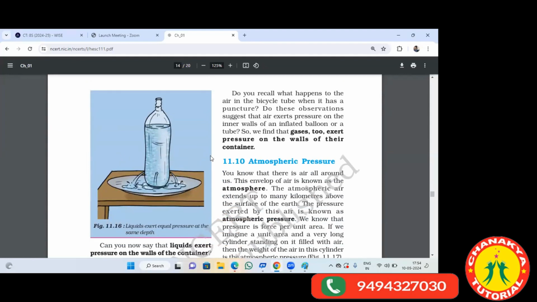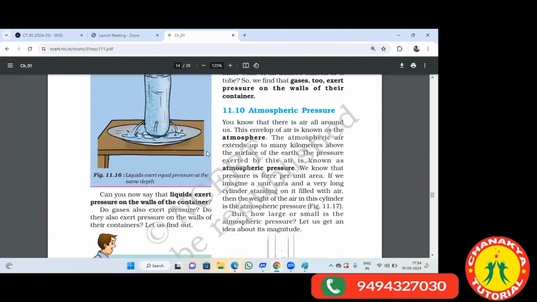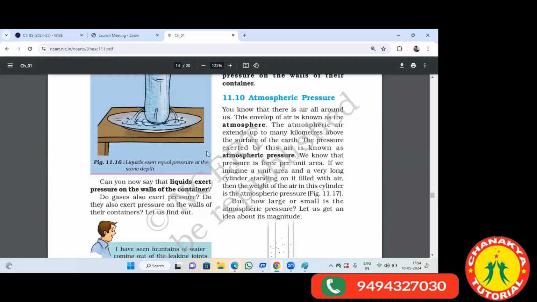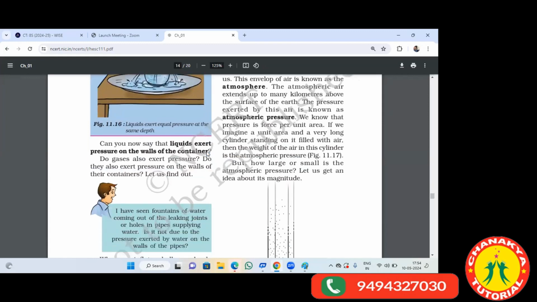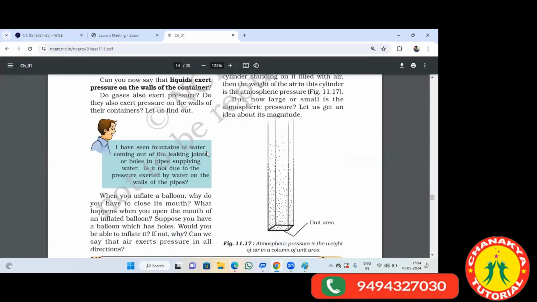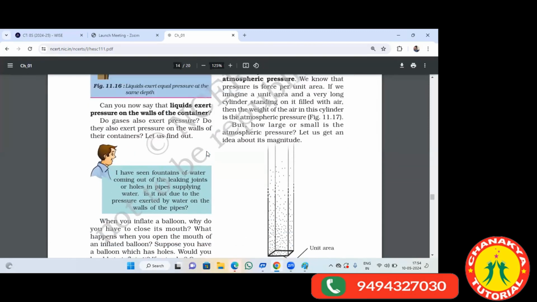Now the atmospheric pressure. Atmospheric pressure is the pressure exerted by the atmosphere above the surface of Earth. We know that our Earth is covered with air. Here you see the diagram that our Earth is covered with air everywhere around us. Let's say this is our Earth, and around the Earth you have the atmosphere. And as we know, the atmosphere has air molecules.